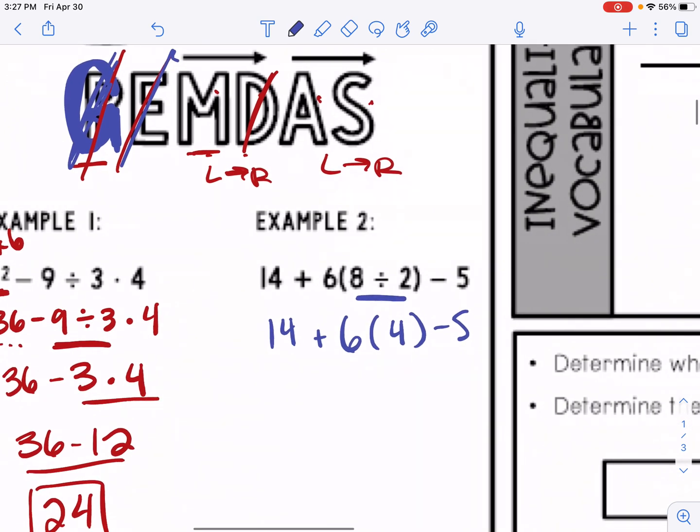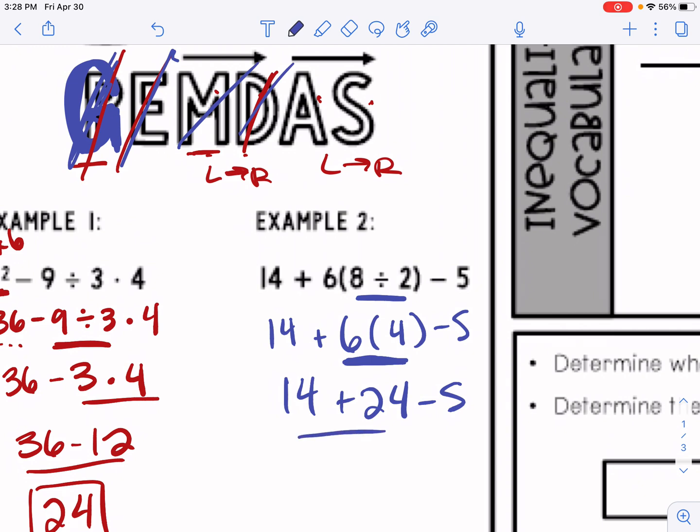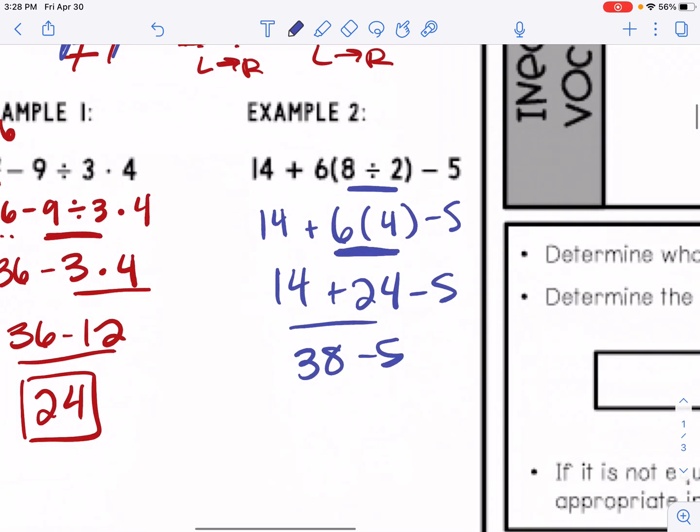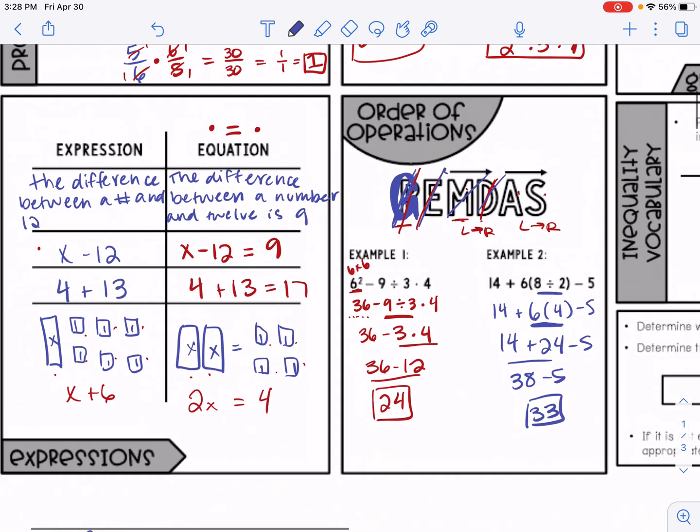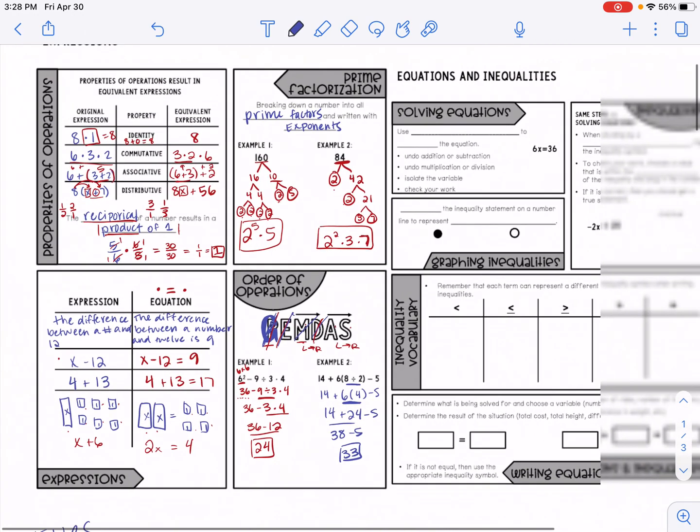And then I'm going to look for multiplication and division. If I'm following along, the first thing I see is some multiplication, 6 times 4. So I'm going to turn that into 24. So 14 plus 24 minus 5. No more multiplication. I don't have any division. So I'm going to move on to addition and subtraction. The first thing I see is addition. So 14 plus 24 is 38, minus 5 is 33. All right, so that is what your paper should look like for expressions.